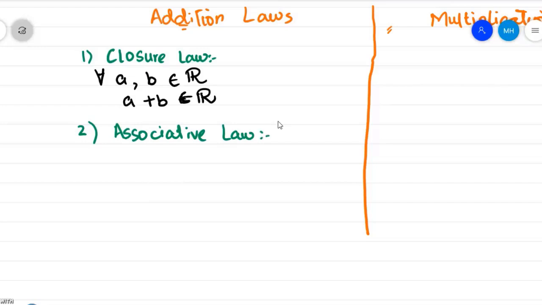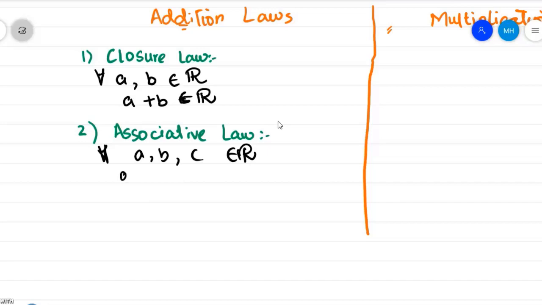So for the associative law, if you are going to explain or prove the associative law, you need three numbers. Unlike the previous one, you need three numbers. So I'm going to write it like this: for all three numbers belonging to the real numbers. You can say three elements from the real numbers.